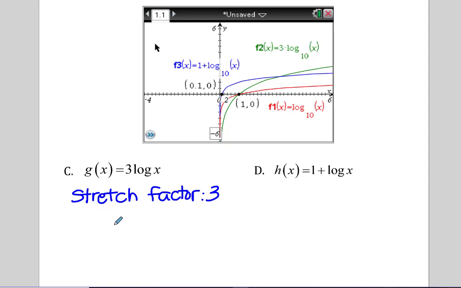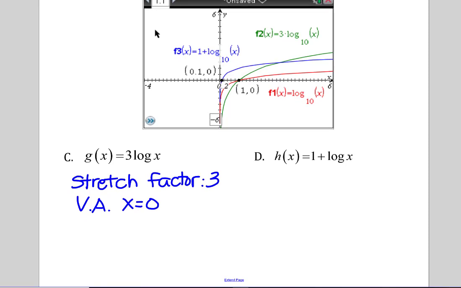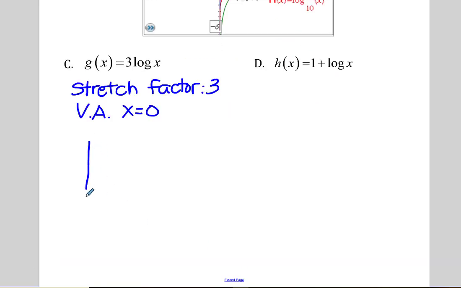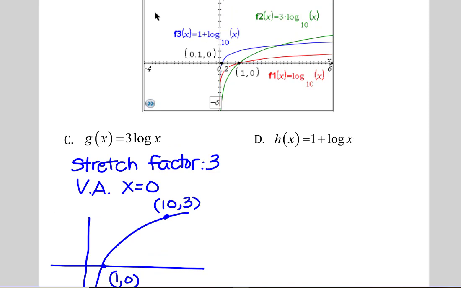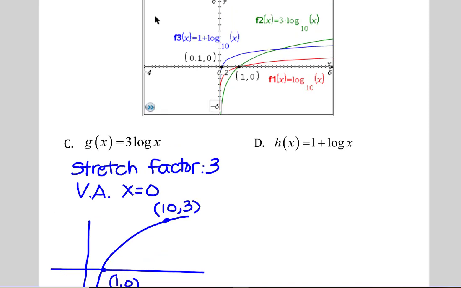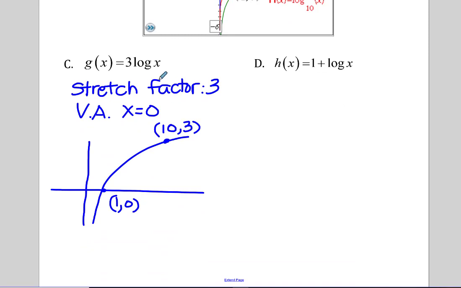It's still going to have a vertical asymptote at 0, and (1, 0) is our x-intercept, but (10, 3) is another point that's growing much quicker. We go way out and 3 up, okay? Log of 10 is 1, and 3 times 1 is 3.